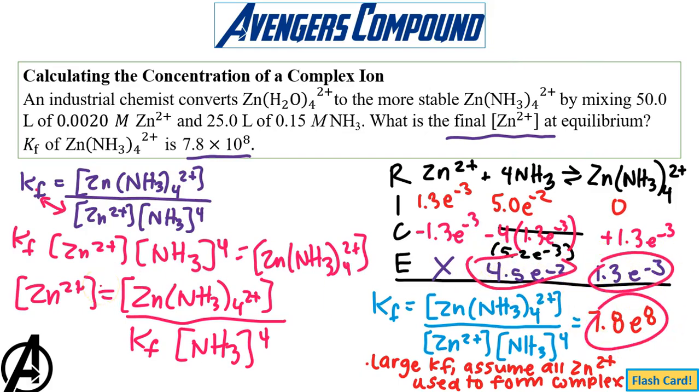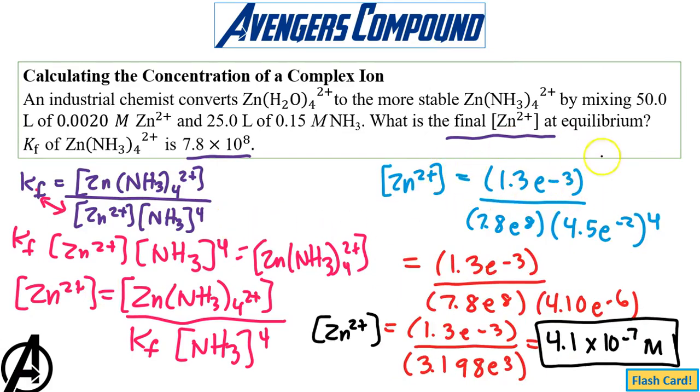We already know those values here, here, and here. So let's go ahead and plug them in, folks. So now plugging in, my complex ion amount at equilibrium is 1.3 times 10 to the negative 3. My Kf value is 7.8 times 10 to the 8th, and my NH3 value is 4.5 times 10 to the negative 2, and I have to raise that to a power of 4. When I raise this number to a power of 4, I get 4.10 times 10 to the negative 6. I then multiply that by 7.8 times 10 to the 8th. I get 3.198 times 10 to the 3. I then take 1.3 times 10 to the negative 3 and divide it by this number, and I get 4.1 times 10 to the negative 7 molar as my final answer.